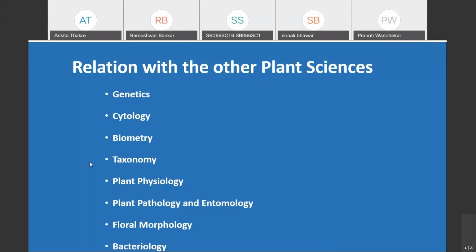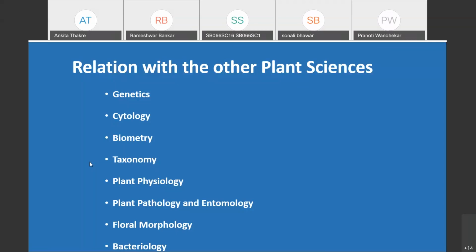Okay, then the second one, cytology. Plant breeding requires the knowledge of cells, that is cytology. Then the third one is biometry. Biometry means the application of statistical formulas to biological data. Okay, biometry means what? The application of a statistical formula to biological data is called biometry.